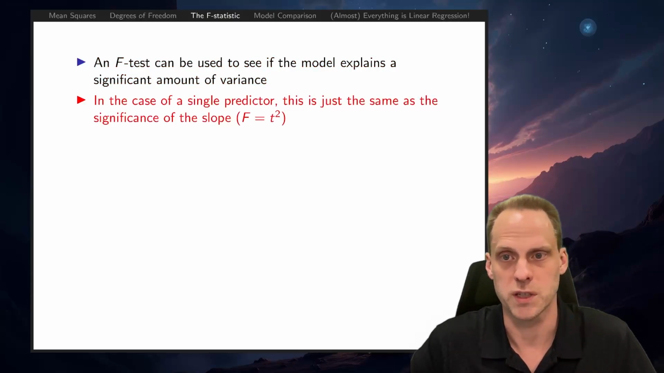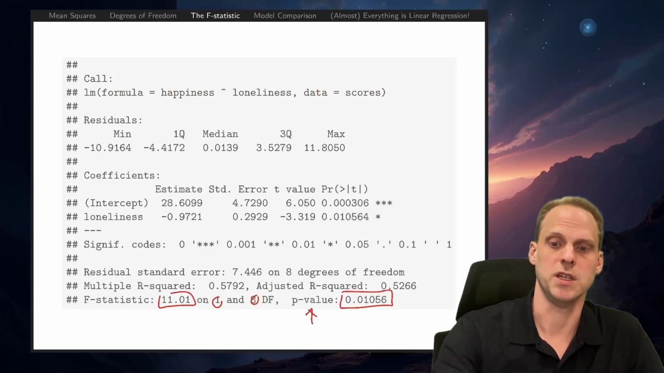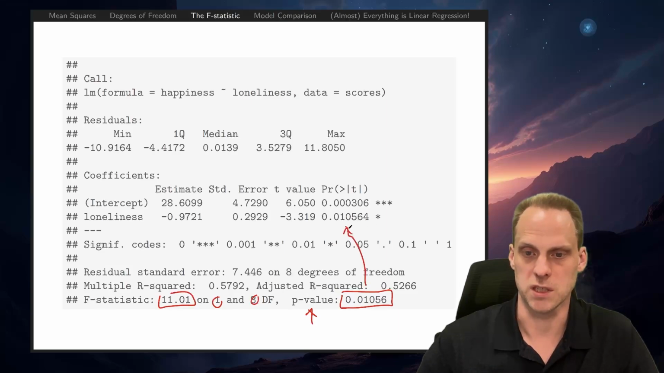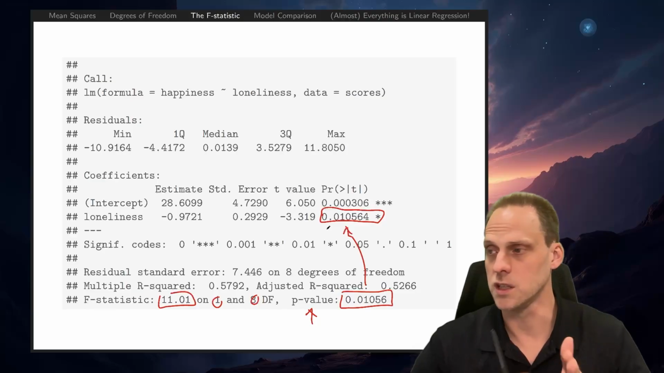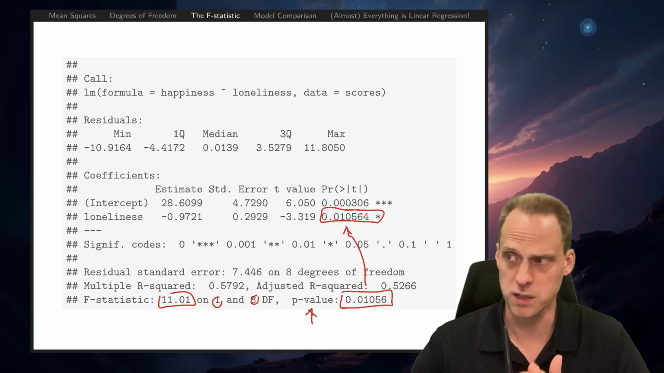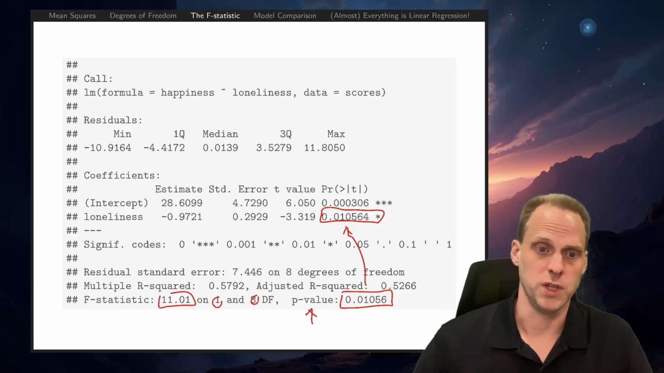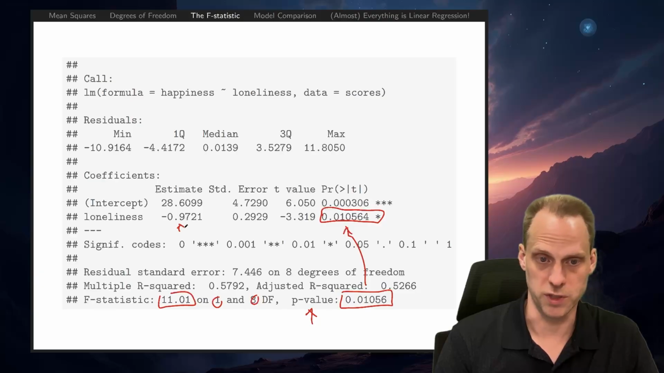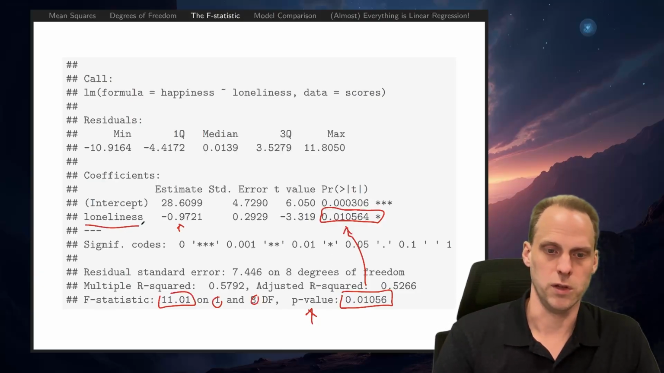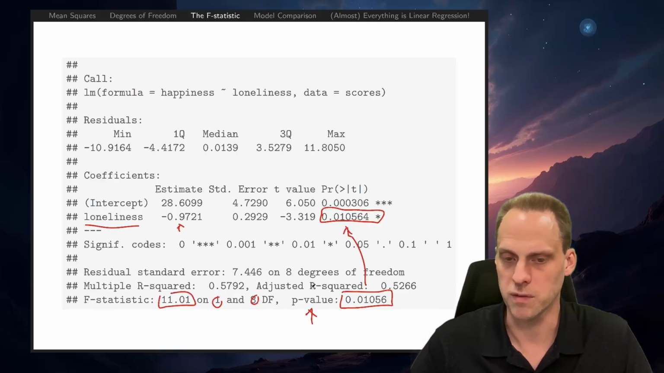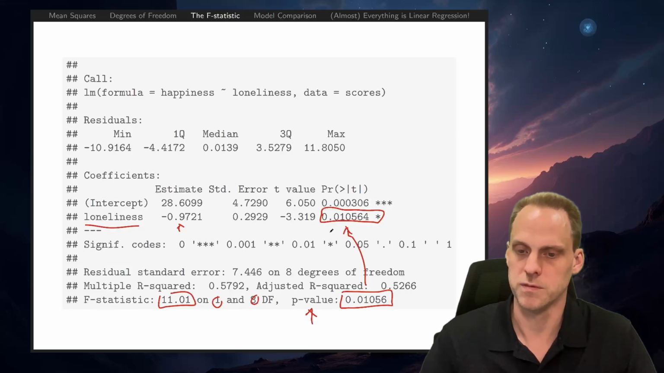In the case of a single predictor, it's actually just the same as the significance of the slope, and that makes sense. If you have a single predictor, you'll see that this p-value is the same as this. If we ask a statistical question in a different way, we're going to get the same answer. We're asking a statistical question in two ways. We're asking, is this prediction of loneliness significant? Is this estimate non-zero? Well, yeah, there's a p-value associated with that. Or we're asking, is loneliness leading to a significant increase in explained variance? Which is the same question really, because if it's not, then the estimate would be 0. We get the same p-value.